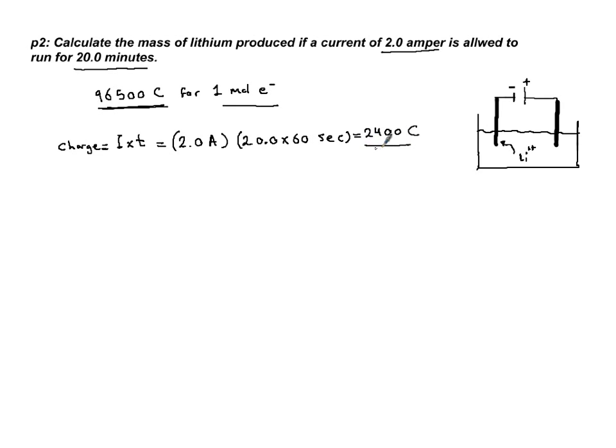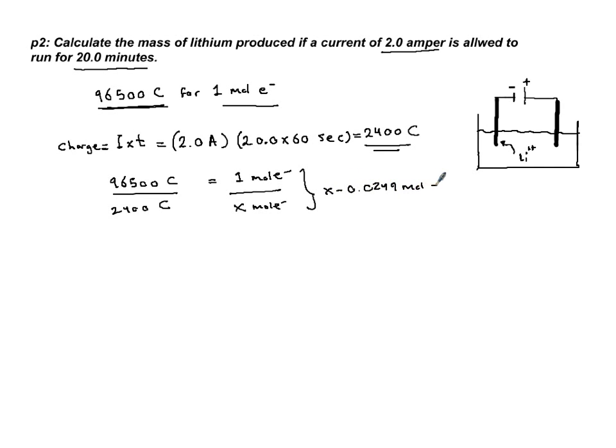Now, I have to see how many moles of electron I can produce with this much coulomb. Just remember the relationship on top. For every 96,500 coulomb, I only produce 1 mole of electrons. So if I have 2,400 coulombs, I can calculate how many moles of electron I produce. Let it be known as X mole. And when you cross multiply, you will see that X is 0.0249 moles of electrons.